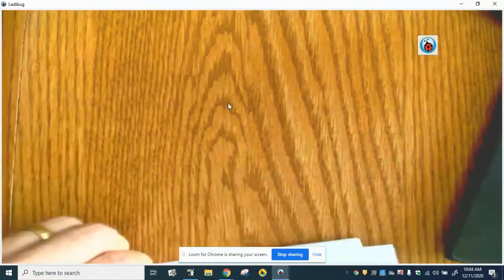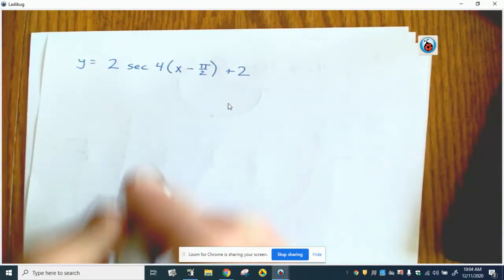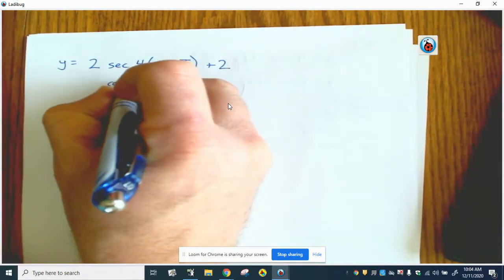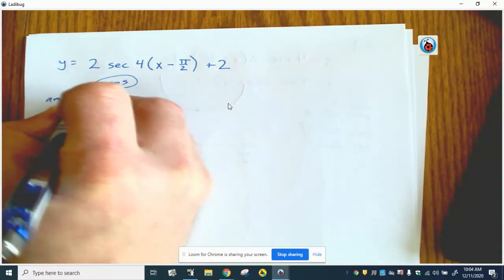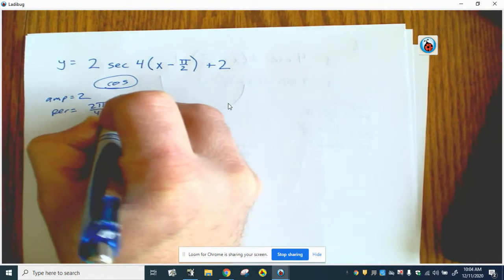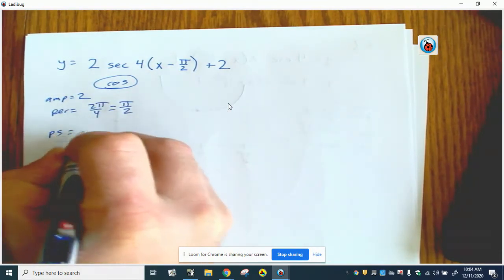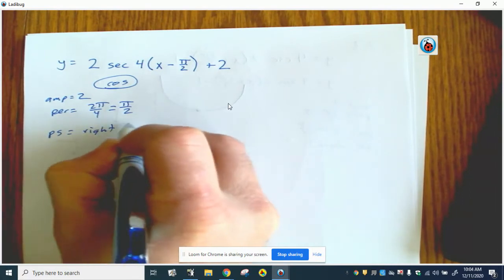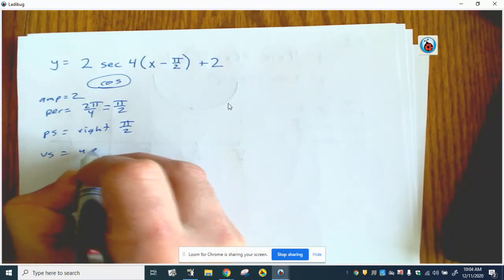One more, then I'll let you go. Secant graph. Remember, I would draw the cosine version. So amplitude is 2. Period again, 2 pi over 4, so that'd be pi over 2. Phase shift, right pi over 2. Vertical shift, up 2.